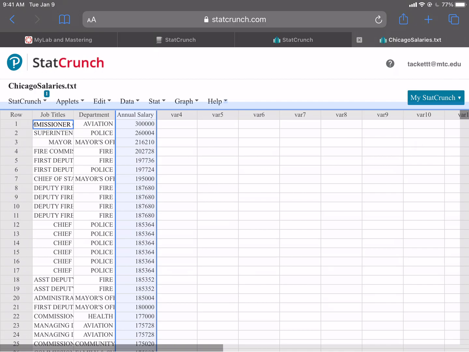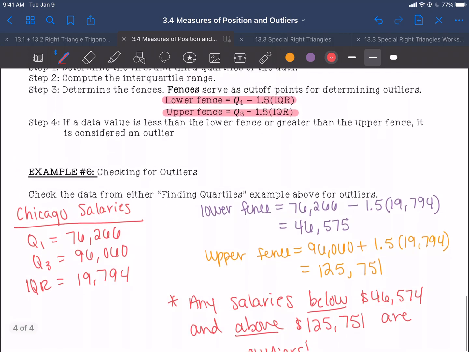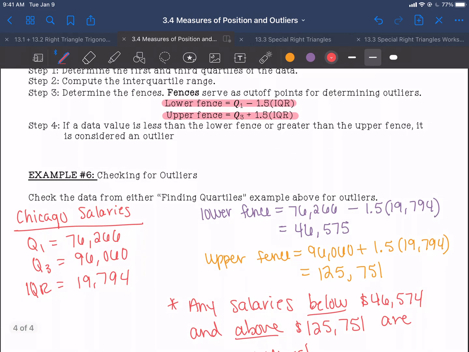So to maybe make this a better study or a better data set, maybe we add some variables to it, such as, how many years have they been working there? What is their education level? Because those types of things affect your salary. So maybe if we add some variables, we could break the data down a little bit more to get a better understanding of it. All right, that is all that we have for measures of position and outliers.